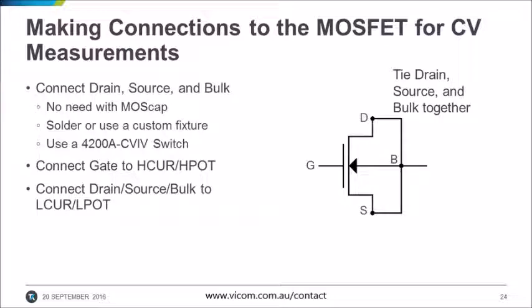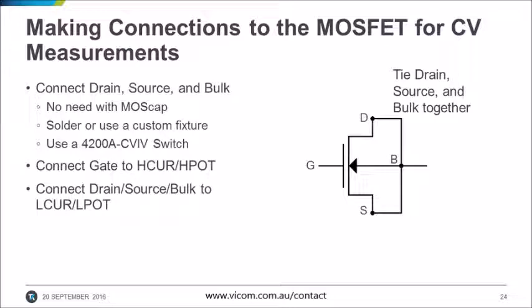Connections need to be made from the CV high terminals of the CV meter, that includes H-cur and H-pot terminals, to the gate of the device, and from the CV low terminals of the CV meter, which includes the L-cur and L-pot terminals, to the drain source bulk of the device. After connecting everything, this is the time to perform the cable compensation measurements.